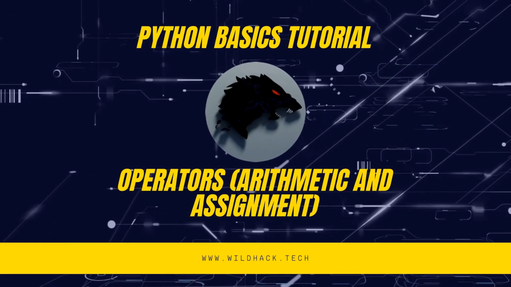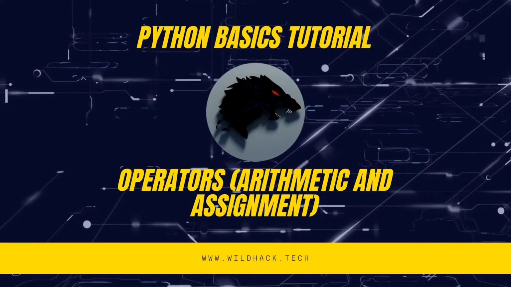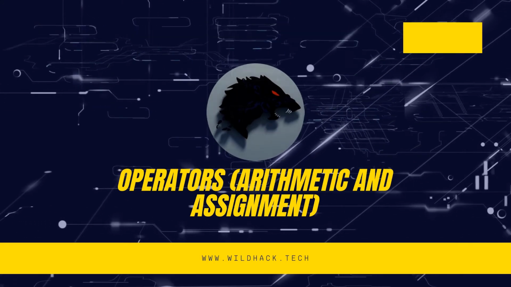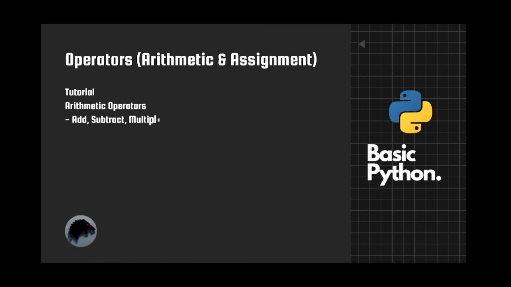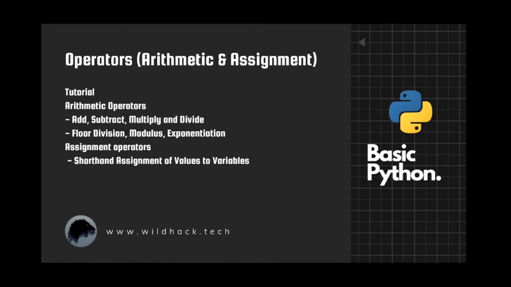In this tutorial, we'll be looking at the mathematical operators available to us when dealing with integer and float primitive data types within Python. These include add, subtract, multiply, and divide, as well as floor division, modulus, and exponentiation. We will also be going over the different assignment operators that we can use to assign different values to variables in a shorthand fashion.